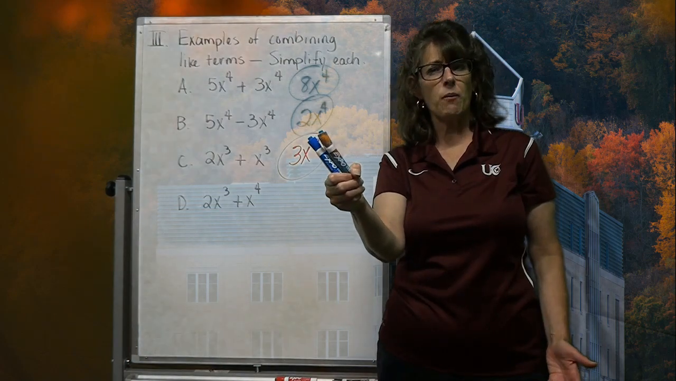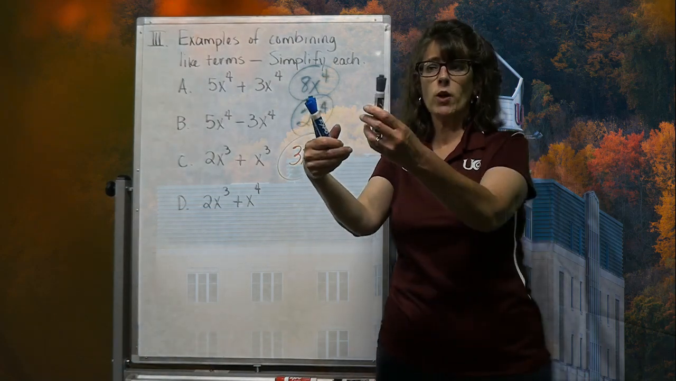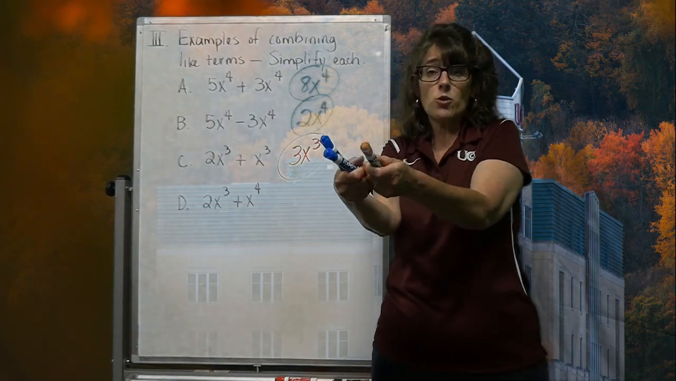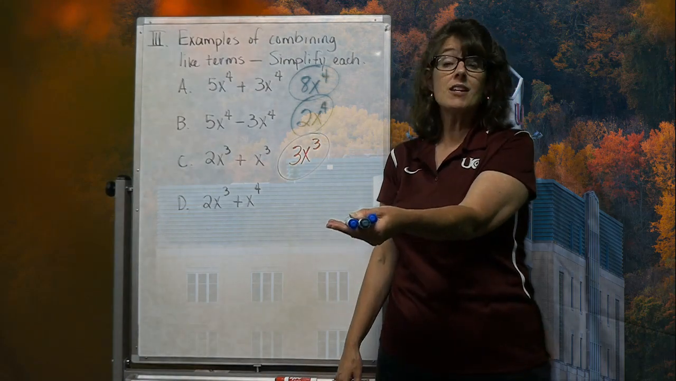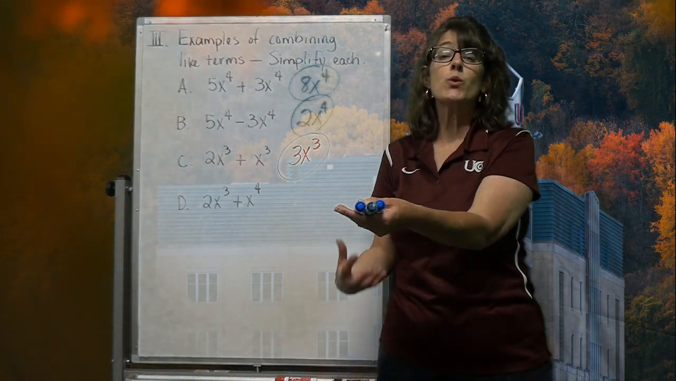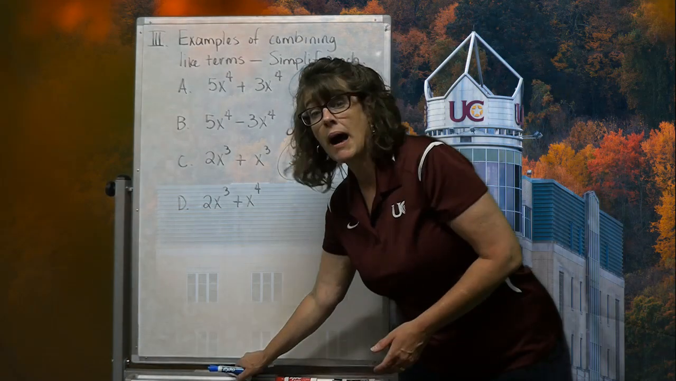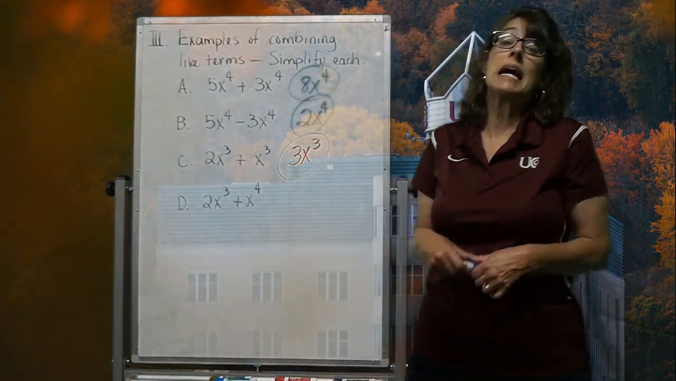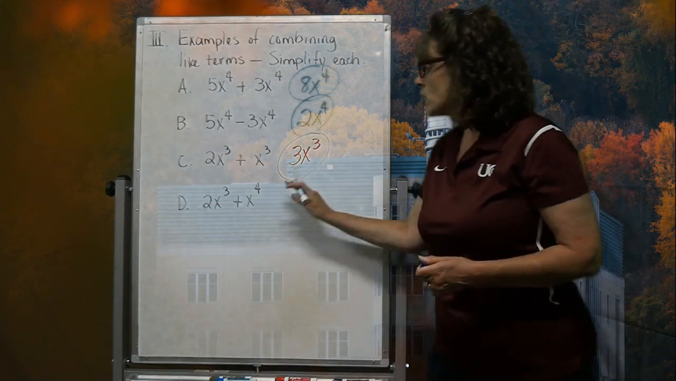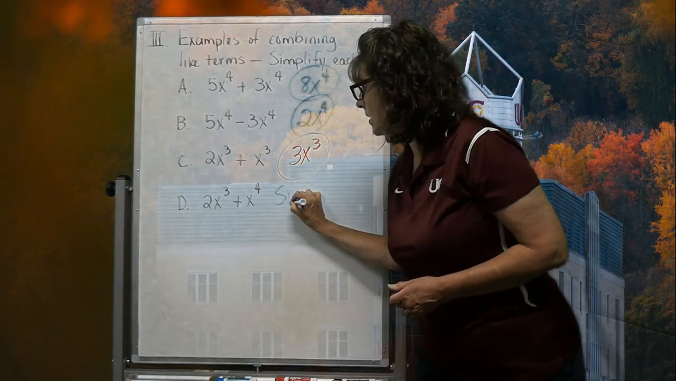No, it doesn't work that way. 2 blue markers, 1 green marker. That's it. They sit beside each other in the pile. It's nice. They sit in the pile together, but I can't really put them together. So there is nothing that I can do to this to combine them up. They're not like terms, and I can only combine like terms. So this is simplified. I could write it that way.